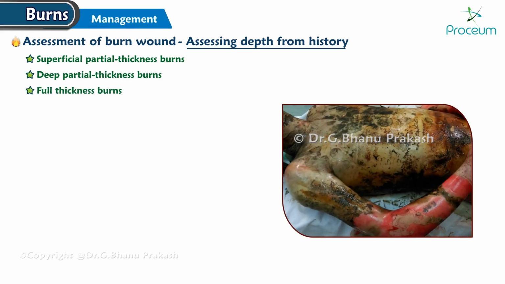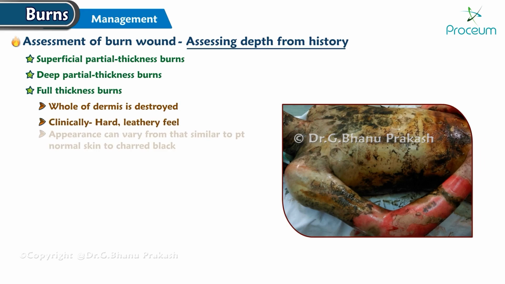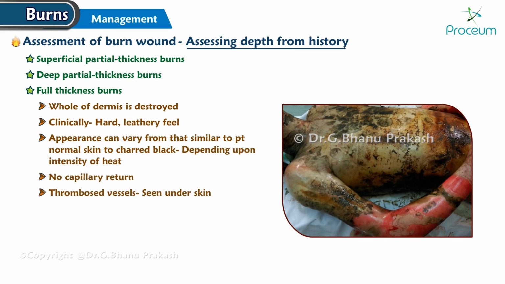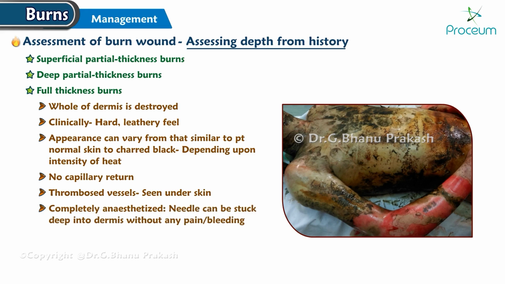Full thickness burns. The whole of the dermis is destroyed in these burns. Clinically, they have a hard, leathery feel. The appearance can vary from that similar to the patient's normal skin to charred black, depending upon the intensity of the heat. There is no capillary return. Often, thrombosed vessels can be seen under the skin. These burns are completely anesthetized. A needle can be stuck deep into the dermis without any pain or bleeding.